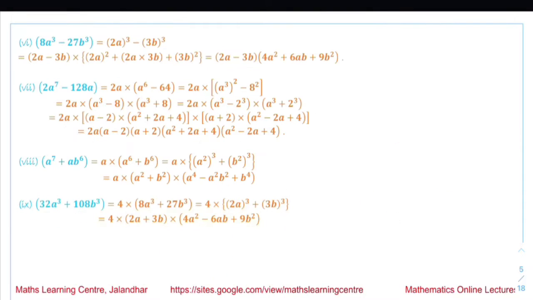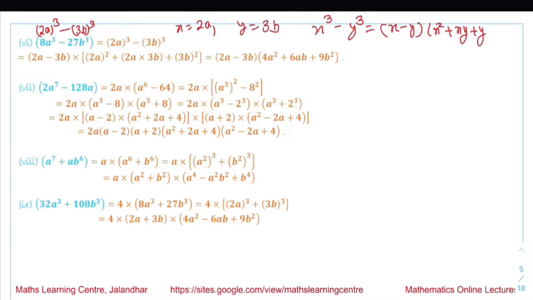Similarly, in the next question, it is 8a cube. So you can write it like (2a) whole cube. And 27b cube, you can write it like (3b) whole cube. And it is a minus sign over here. So what we have, x is equal to 2a, y is equal to 3b. The formula we are using is x cube minus y cube equals (x minus y) into (x square plus xy plus y square).